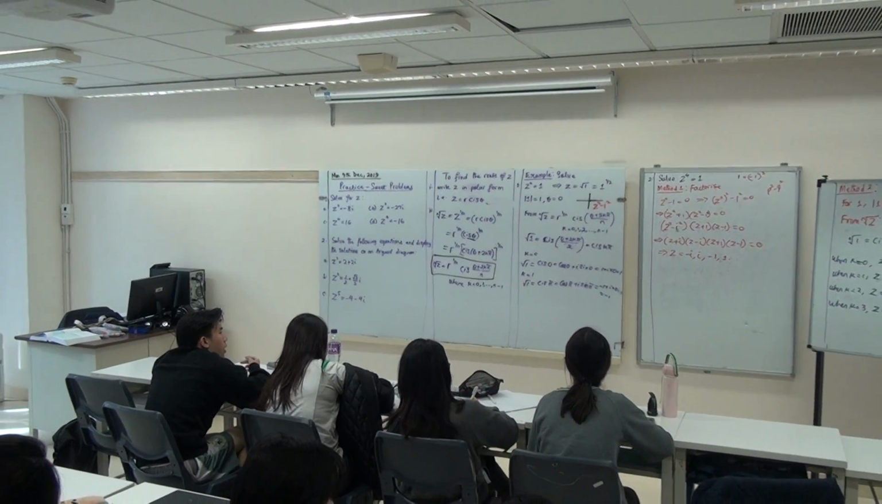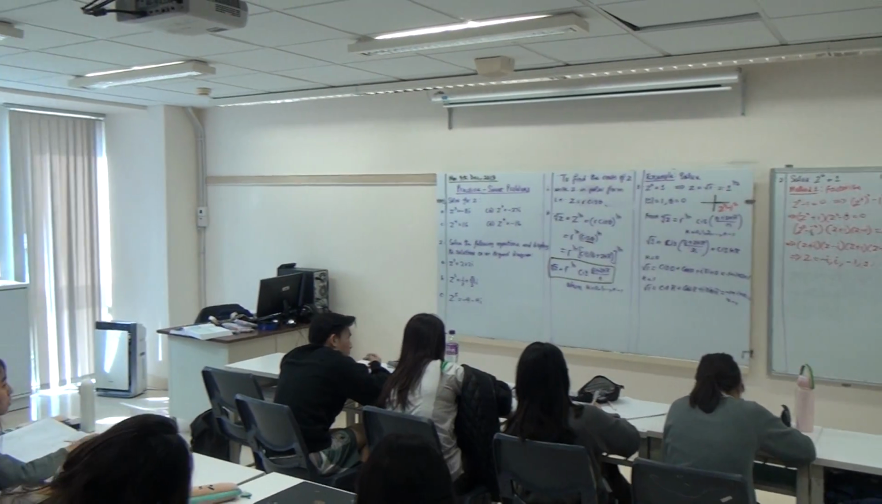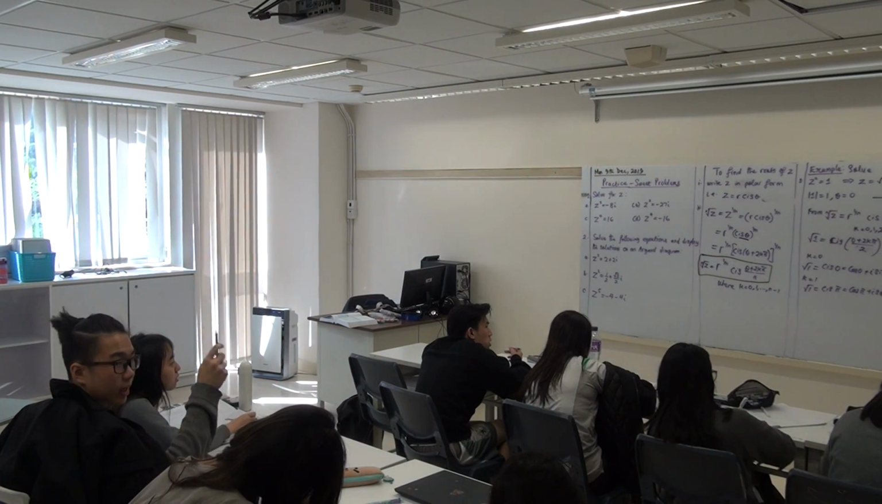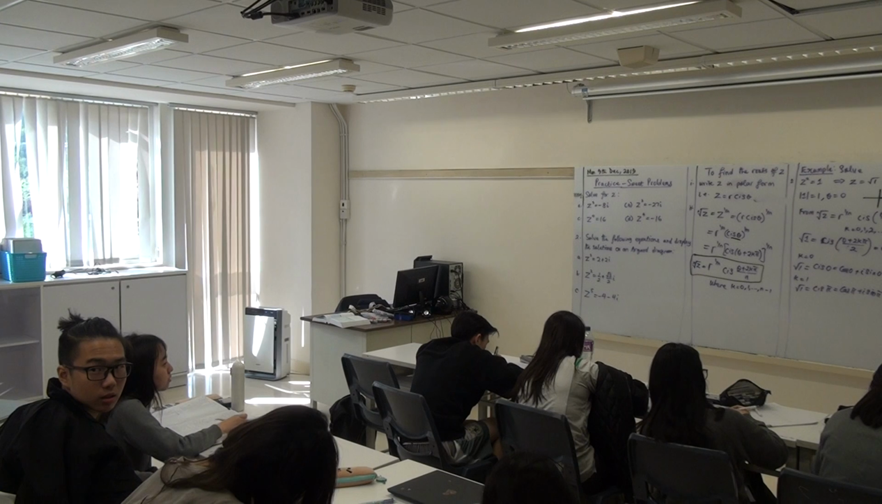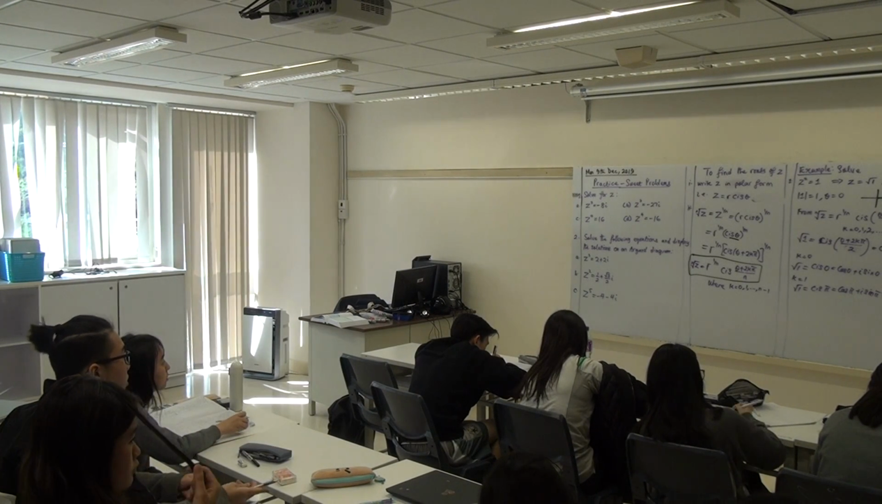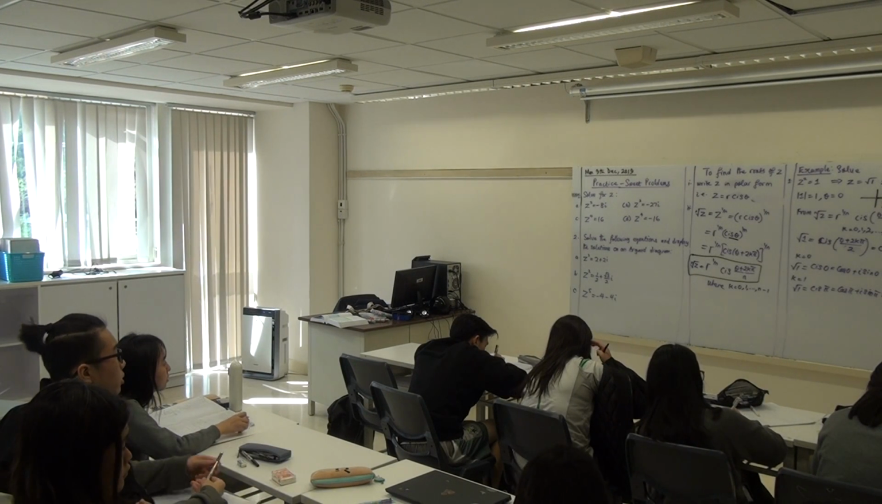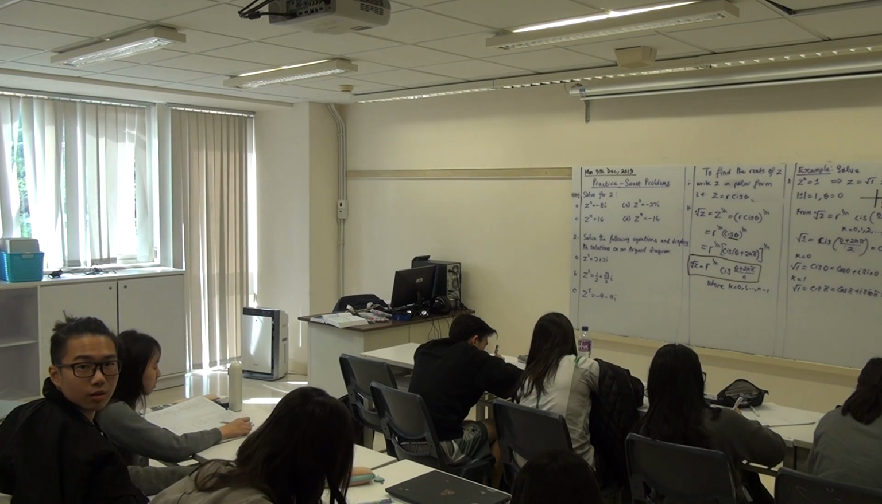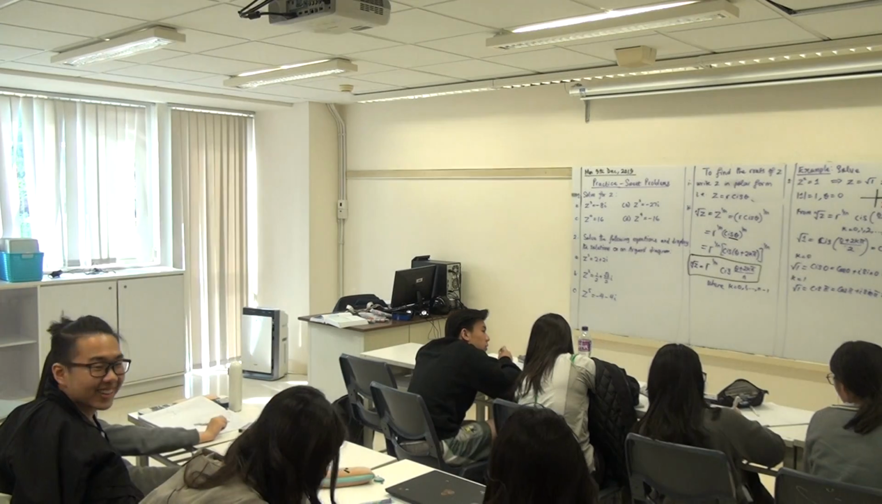So for 2a, the absolute value of a i is 8. Right? For 1a, the absolute value of negative a i is 8. Why not?